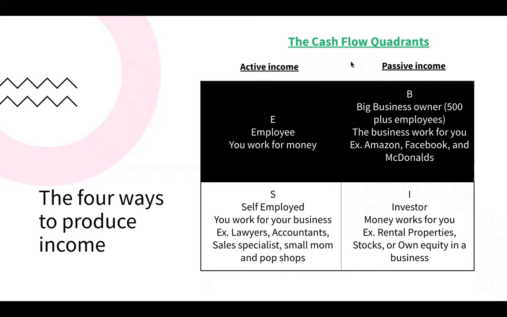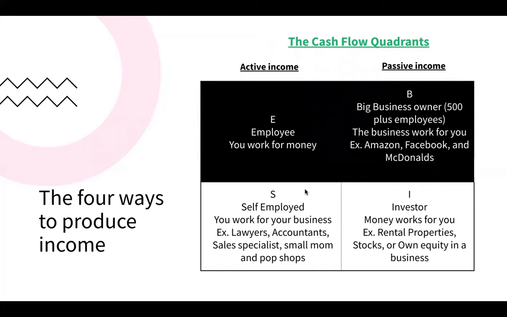So the cash flow quadrants are basically the four different ways in which cash income is generated. You have the E quadrant, the S quadrant, the B quadrant, and the I quadrant. So in the E quadrant, E stands for employee. These are people who earn income by holding down a job, either working for someone else or working for a company. In this quadrant, you work for money because you're giving up your time to earn a paycheck.